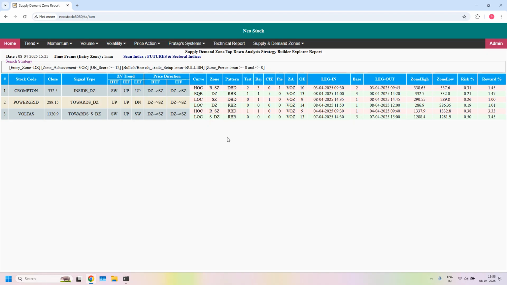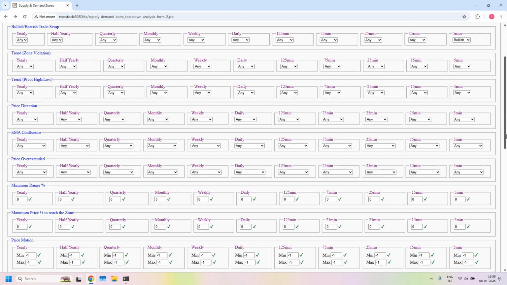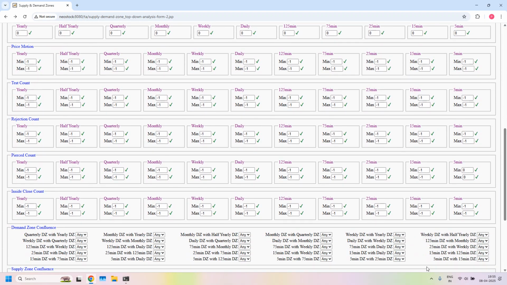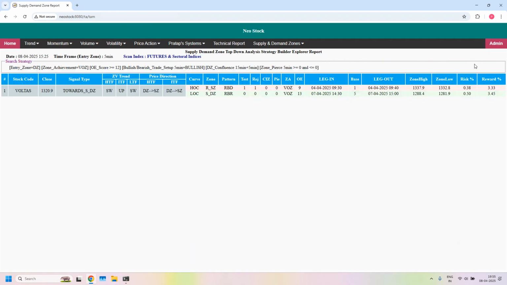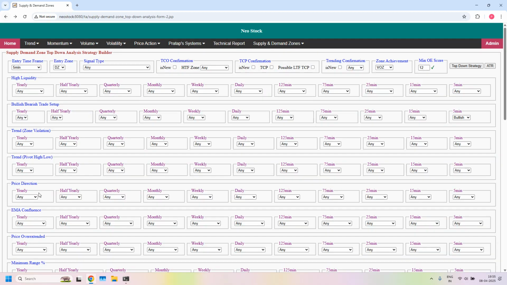Out of these 3, how many have 15 minutes demand zone confluence? Let us verify. 5 minutes and 15 minutes demand zone confluence. One stock has demand zone confluence. Let us verify if this demand zone has daily EMA confluence, because this 5 minute demand zone overlapped with the 15 minutes demand zone. If the 15 minutes demand zone has daily EMA confluence, probably this has a higher probability of success.